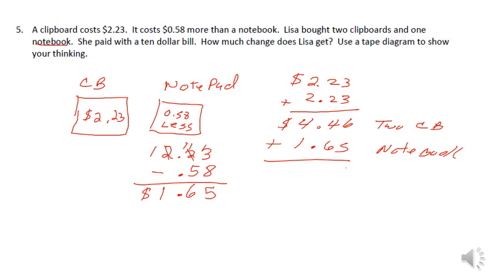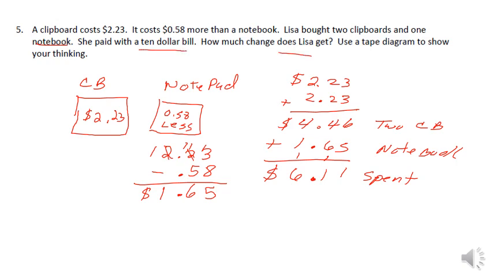6 and 5 is 11. Regroup my 1. 6 and 4 is 10, and 1 is 11. Regroup 1 again. 4 and 1 is 5, and 1 is 6. And then make sure I put my decimal point in there. So I can see that they spent $6.11. Now it says that you paid with a $10 bill.